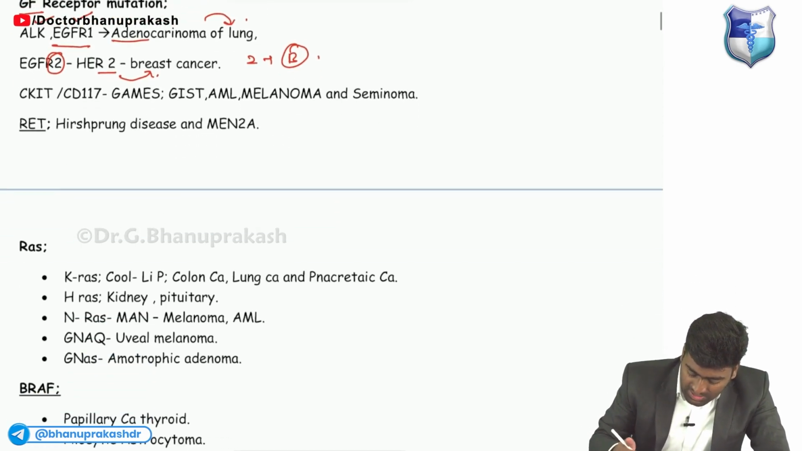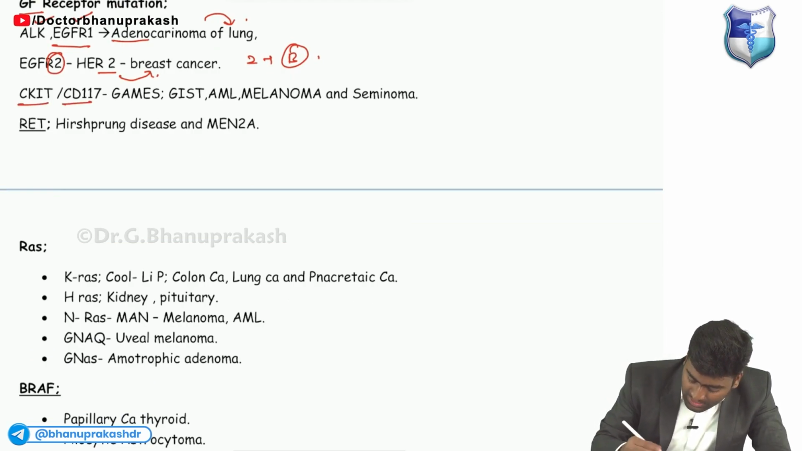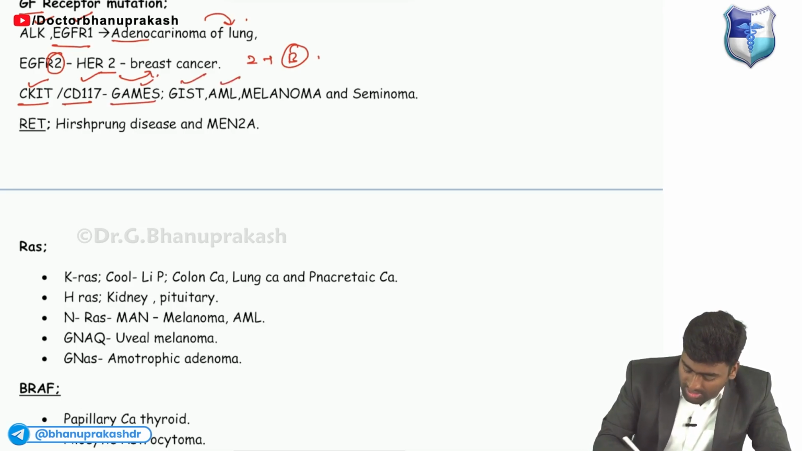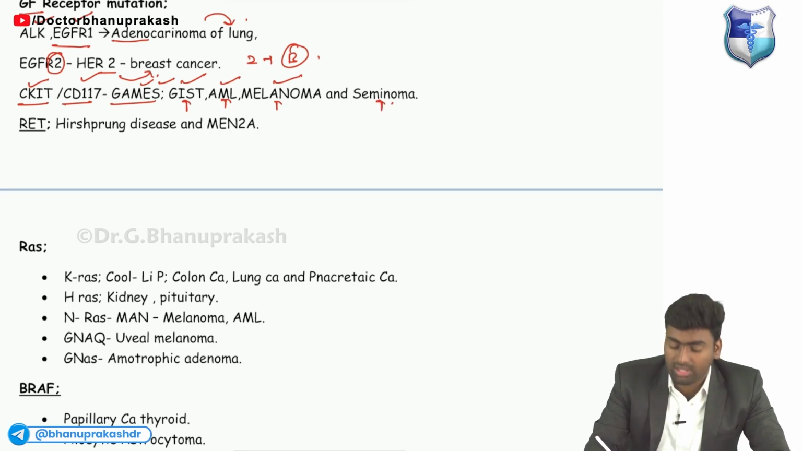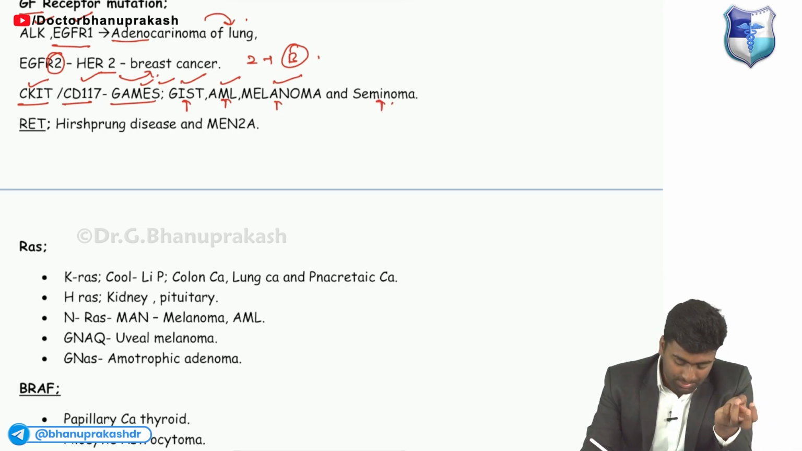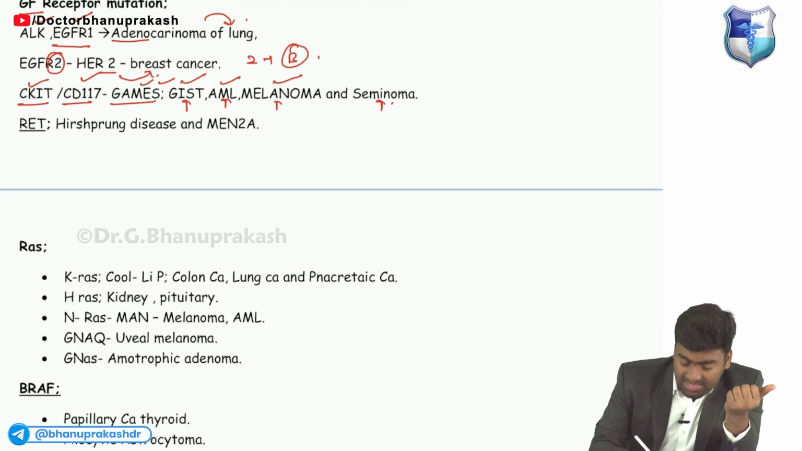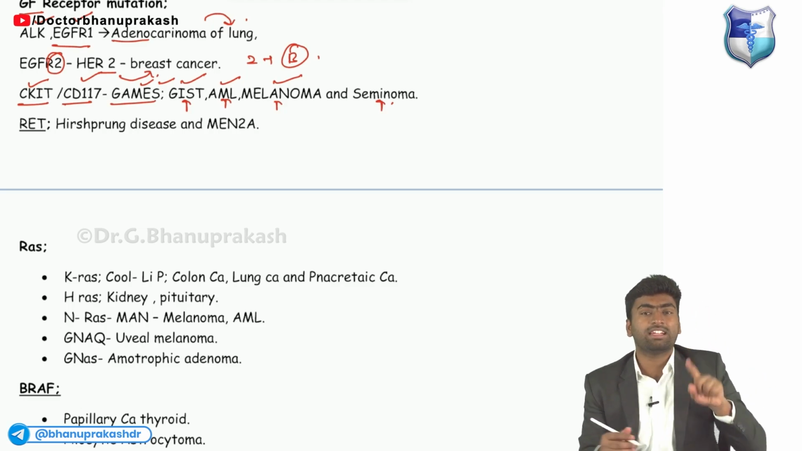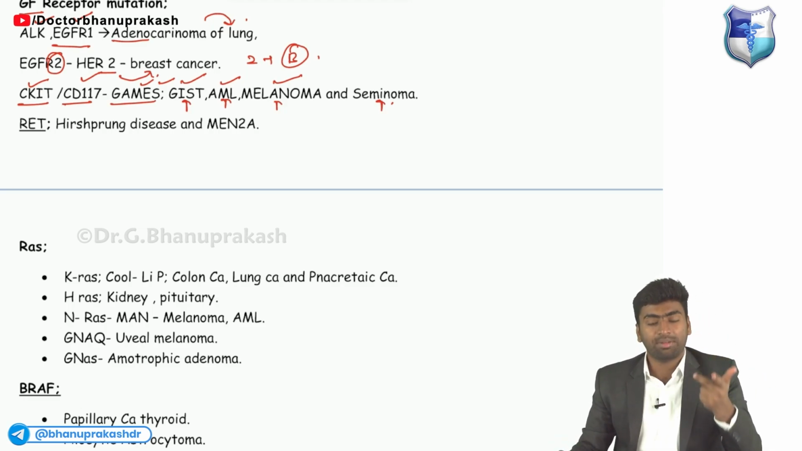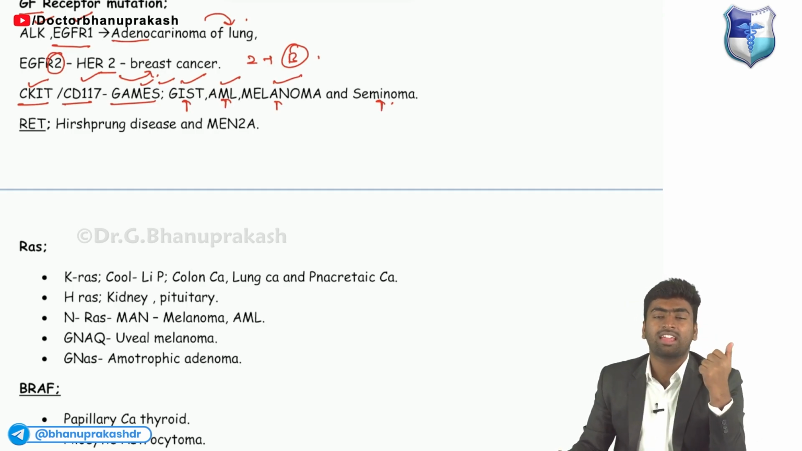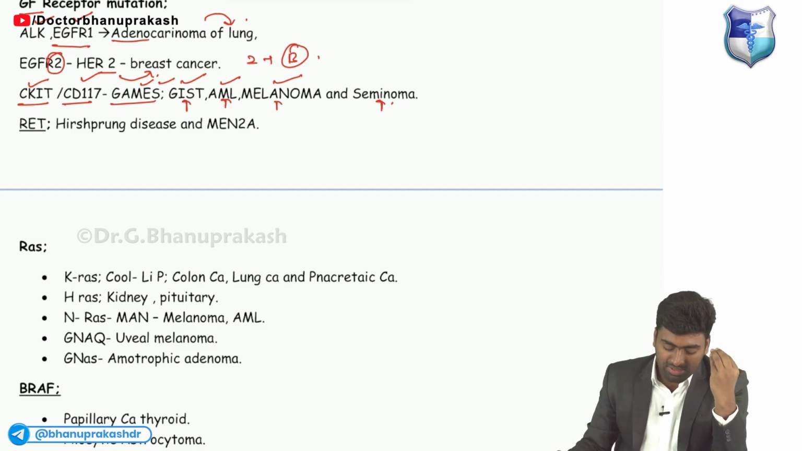Next, c-KIT or CD117. You can remember it by a mnemonic of games: GIST, AML, melanoma, and finally seminoma. GIST, AML, melanoma and seminoma all will be positive for c-KIT or CD117.